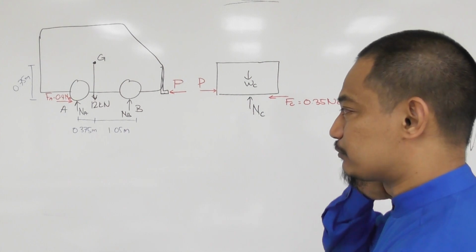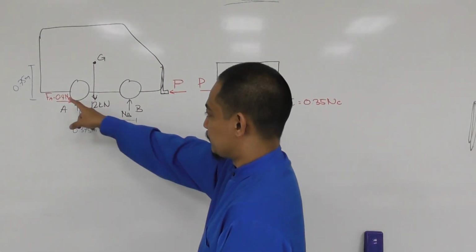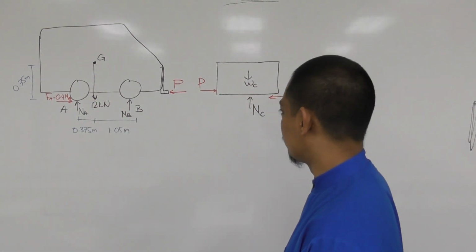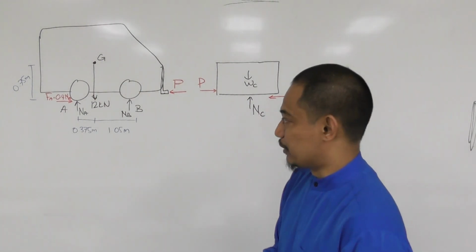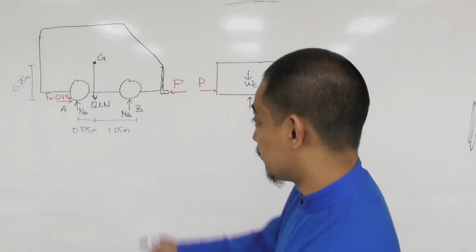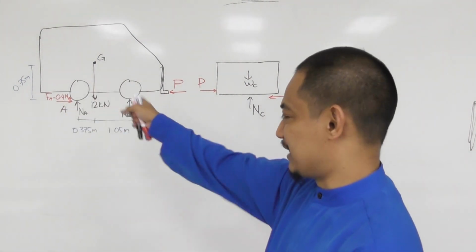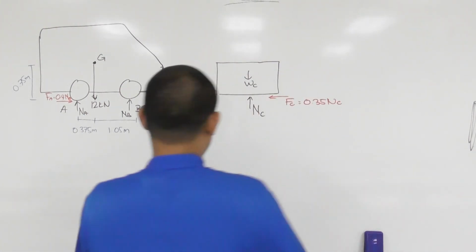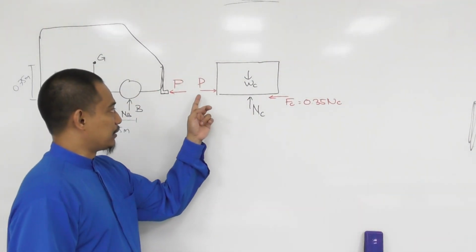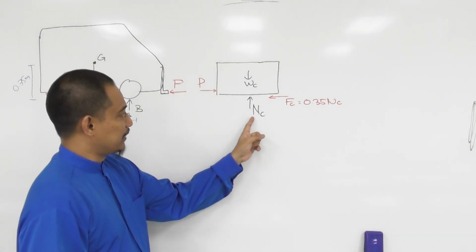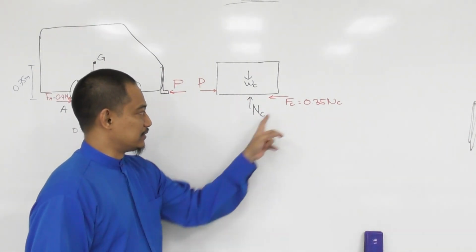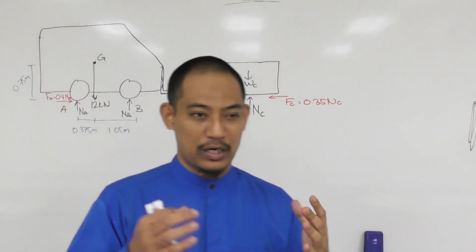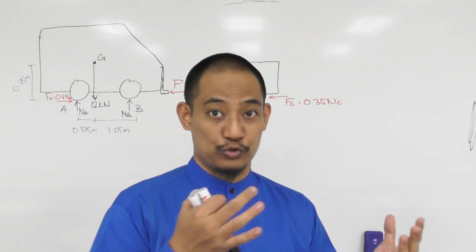So how many unknowns do we have? In this case we have N A, that's one, N B, another unknown, P, three unknowns in this free body diagram, right? So if you have three equations and three unknowns, you can solve, right? So from this free body diagram itself, you should be able to calculate all the three unknowns. And then what we need is actually on this side. If you can calculate P, you can calculate N C here, then we can calculate W, and hence we can relate to how many crates it can push, right?